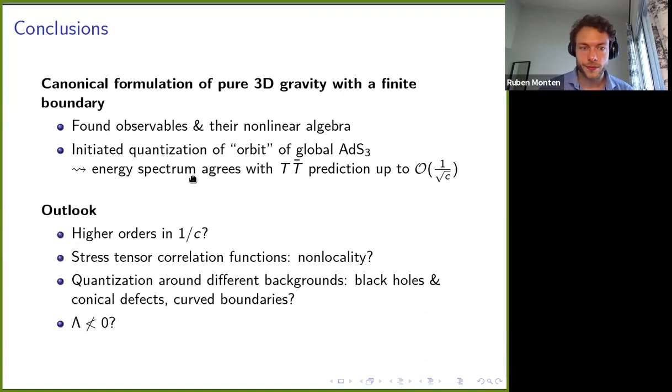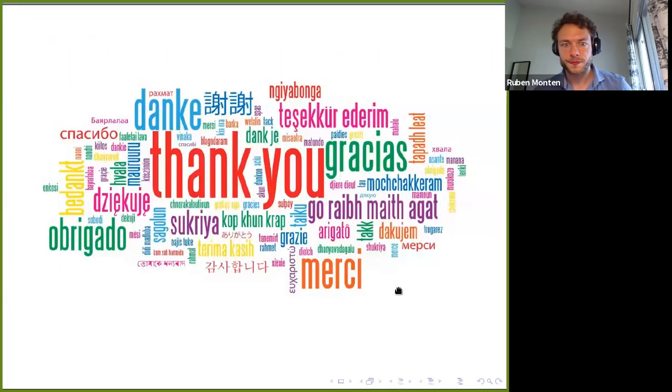And so there's some outlook, and a very obvious one is to go higher order in 1 over C. But after that, it would be very interesting to see if we can use this to calculate correlation functions or to do this on different backgrounds and in different situations. So thank you very much for your attention.